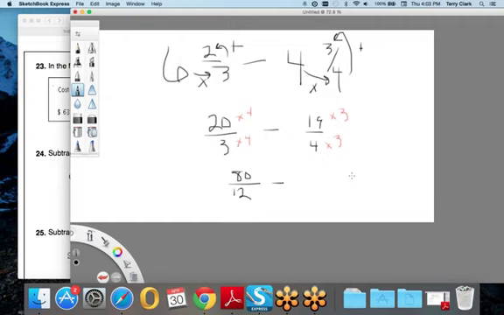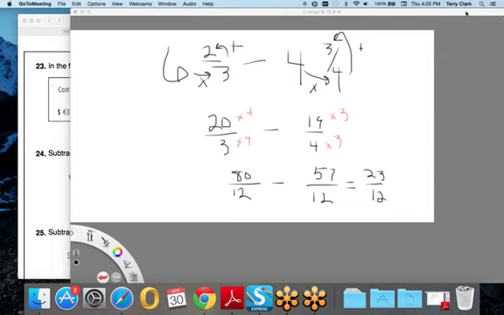19 times 3 is 57. And 4 times 3 is 12. Okay, now remember when you're adding and subtracting fractions, the bottoms got to be the same. So that's what we're working with here, making the bottoms the same. Here we'll do our subtraction. That's going to be 23 over 12.